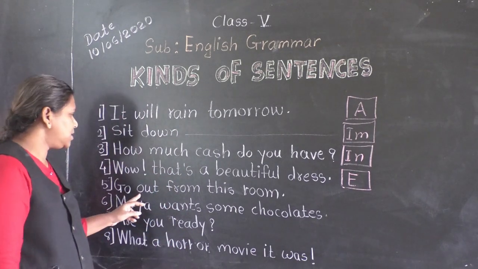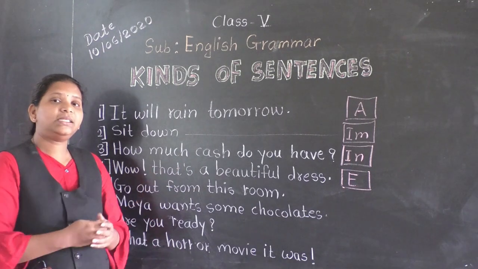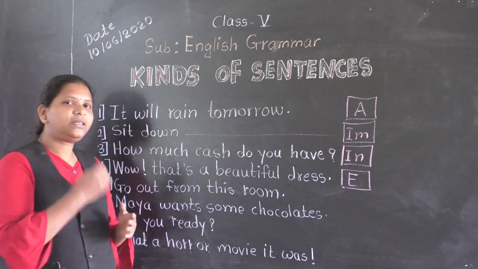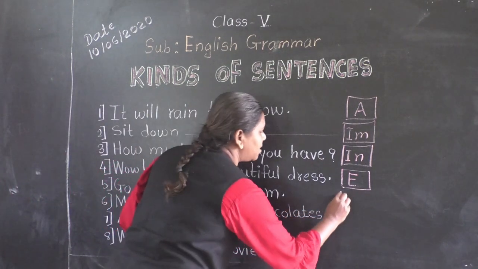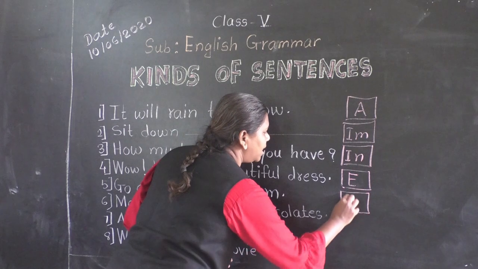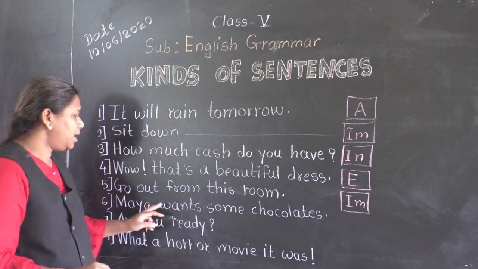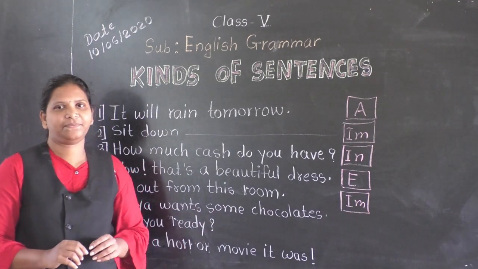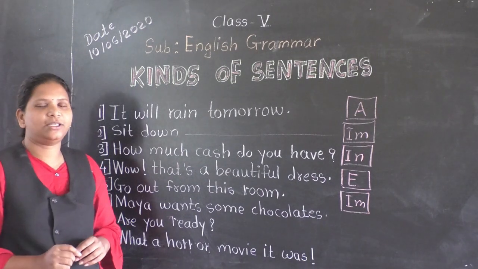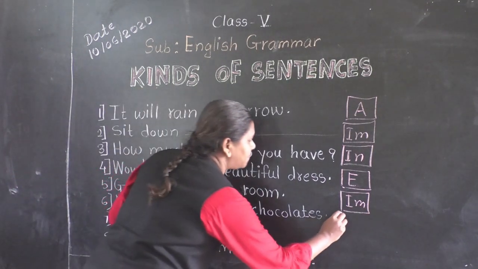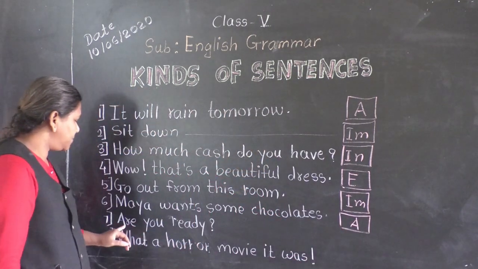Now see the fifth sentence. Go out from this room. Go out means I am giving you an instruction. So which type of sentence is this? This is an imperative sentence. So we will write here Im. Okay. Now see the sixth sentence. Maya wants some chocolates. Yes, it is a declarative sentence, an assertive sentence. So we will write here A. Are you getting it?